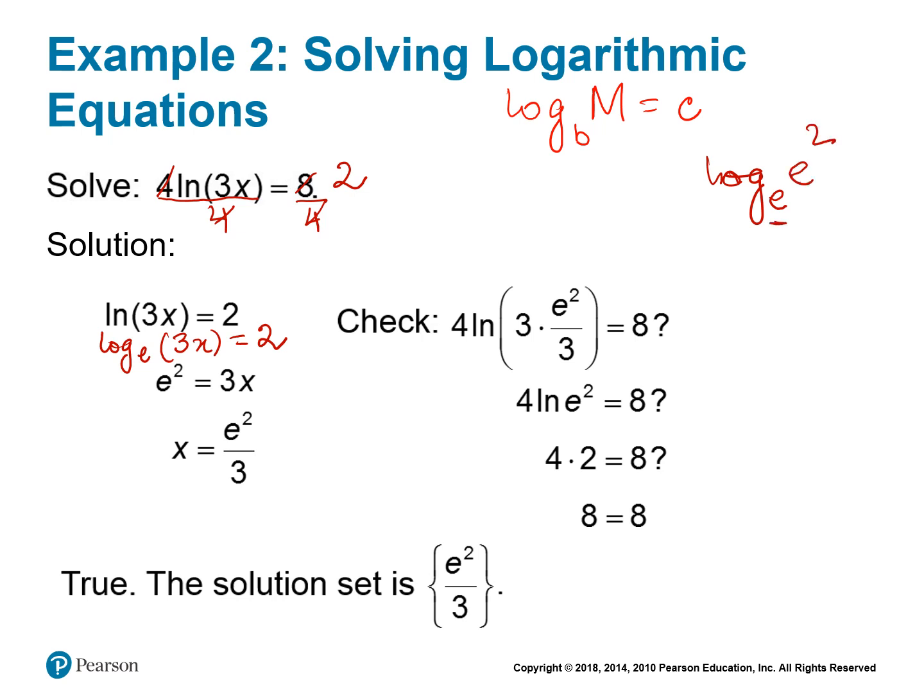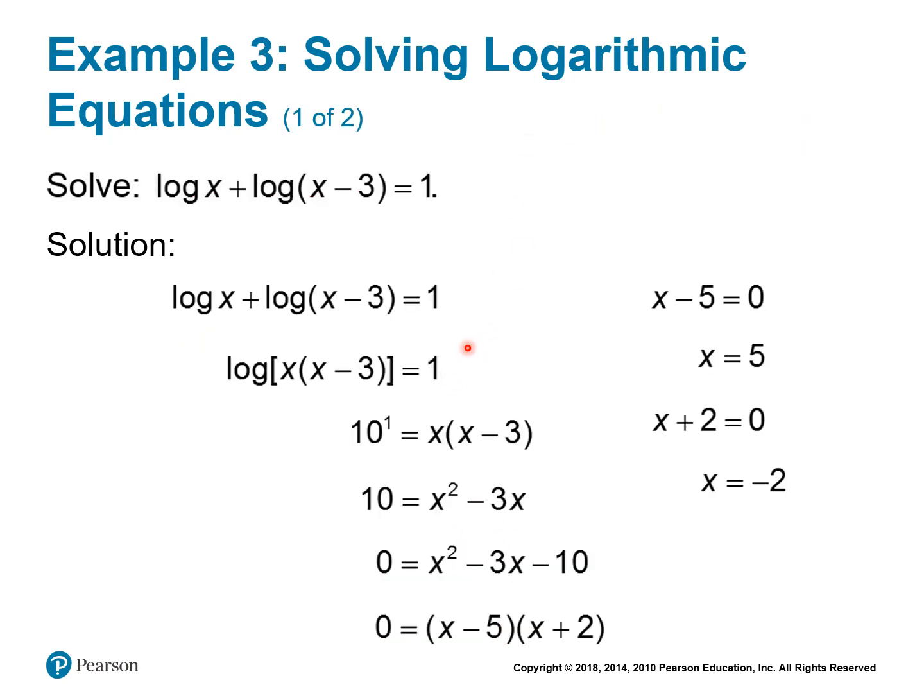When we have the base of the logarithm and the m here, the same value, in this case e in both, then the result is whatever this exponent is. This is equal to 2. So ln of e squared calculates to 2. So we have 4 times 2 equals 8. Both sides are equal. So our solution is e squared divided by 3.